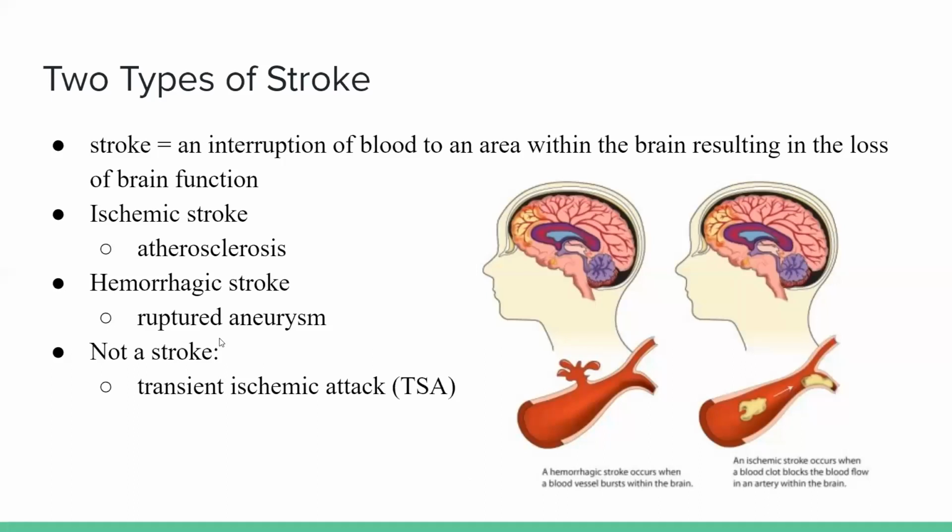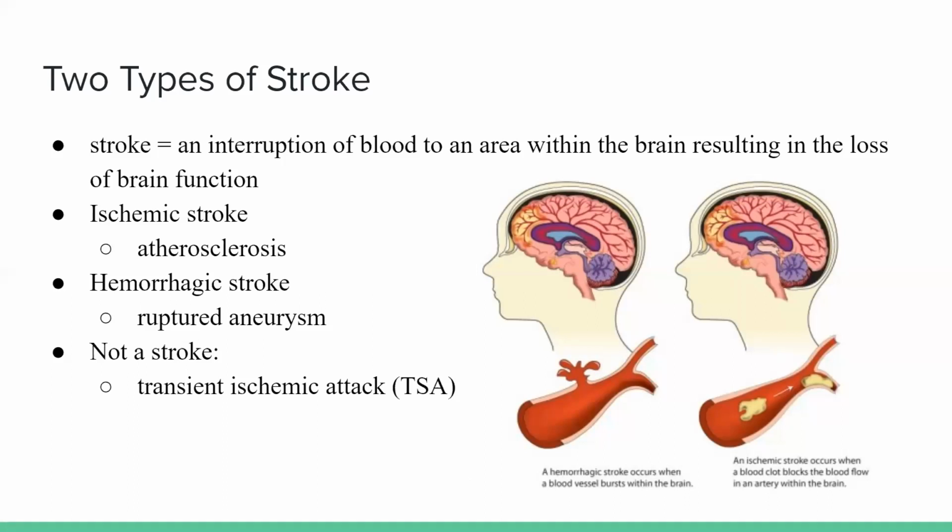So a stroke is an interruption of blood to an area within the brain, resulting in the loss of brain function. That interruption causes a decrease in oxygen to that area, and brain cells are very sensitive to lack of oxygen, and cells can start dying after around 5 minutes of no oxygen. But a decrease in oxygen can slowly lead to brain damage over the course of several hours.